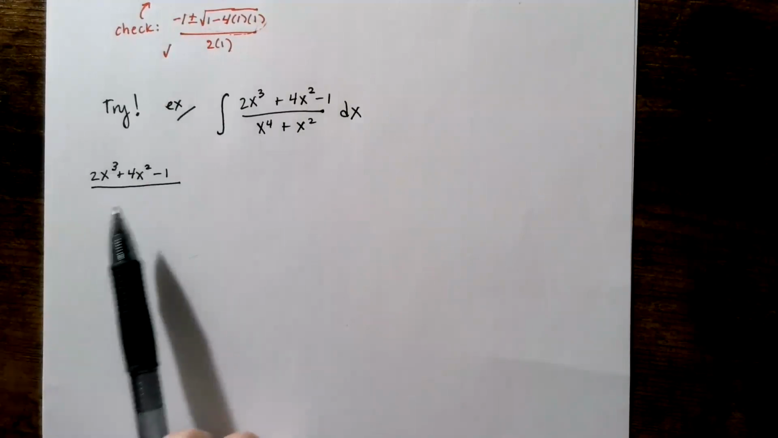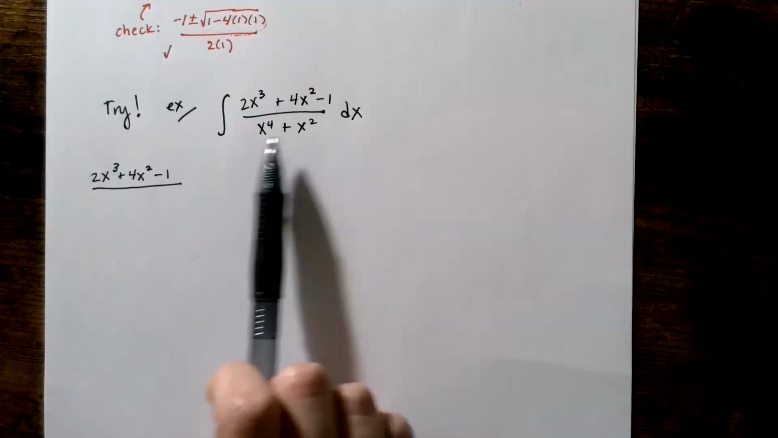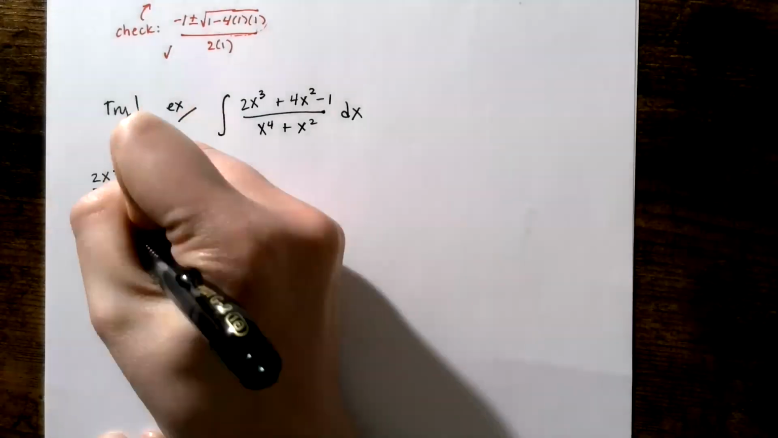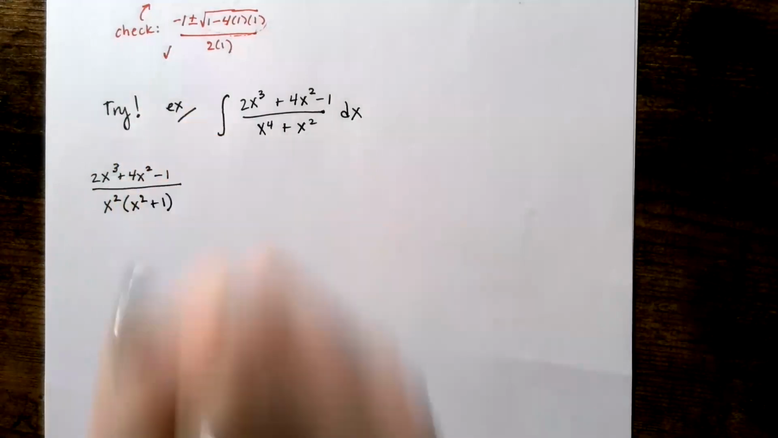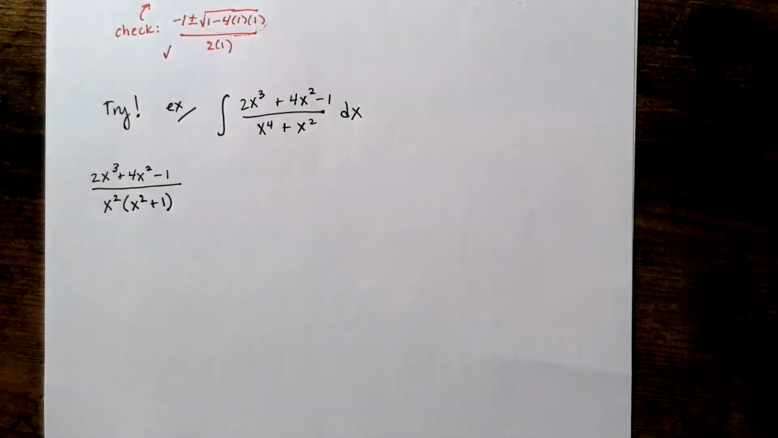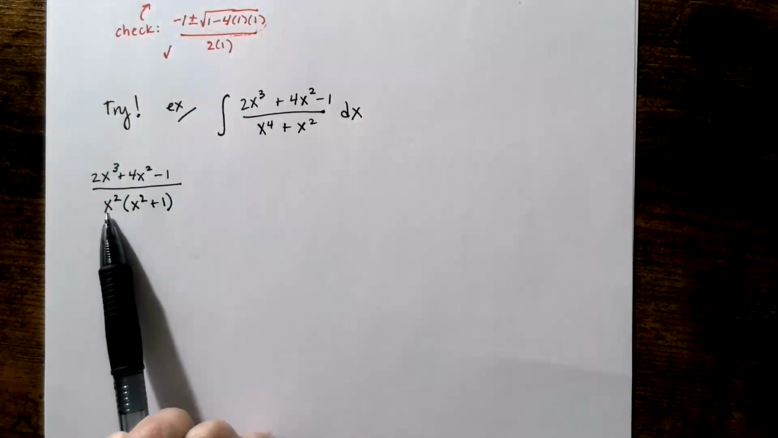All right. So step 1 to executing partial fractions is to factor the denominator. So that's what I'm going to do first. Both these terms could lose an x squared. So I'll take out x squared, and what's left is x squared plus 1, and that's fully factored now. This is an irreducible quadratic. This is a repeated linear term.